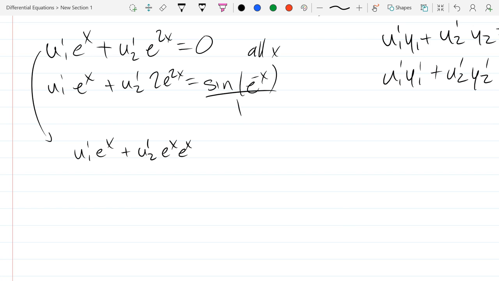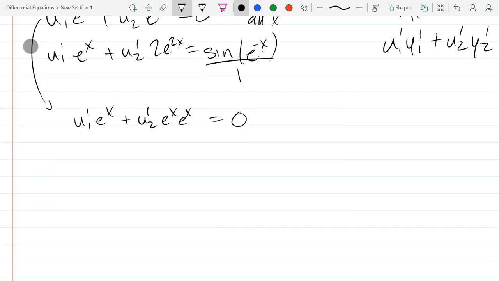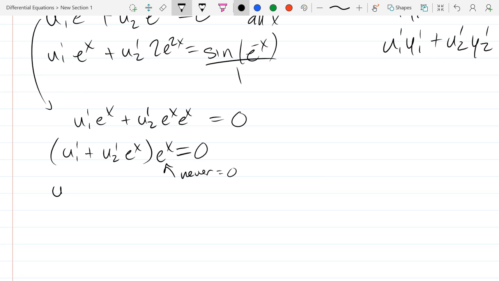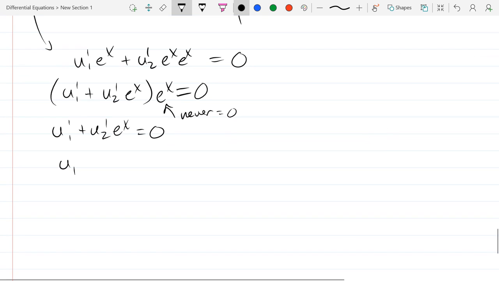So why is this useful? You can factor out e to the x. Will e to the x ever equal 0 for any x value? Nope. So the zero product property says that first term has to be 0. That second term is never going to be 0. So if we solve for u1 prime, it's pretty easy to do.